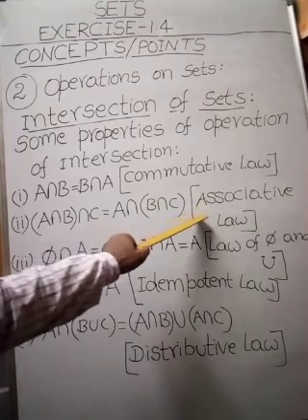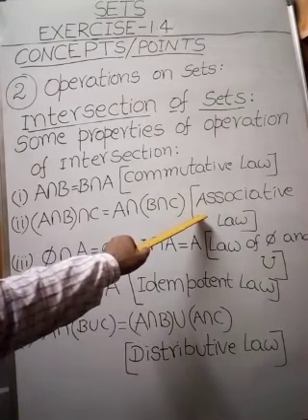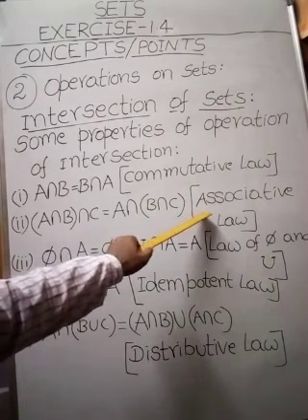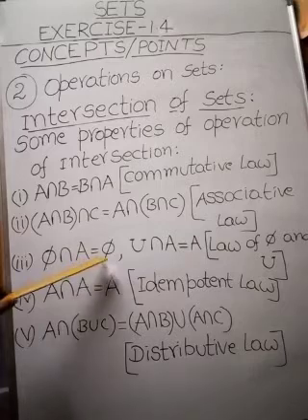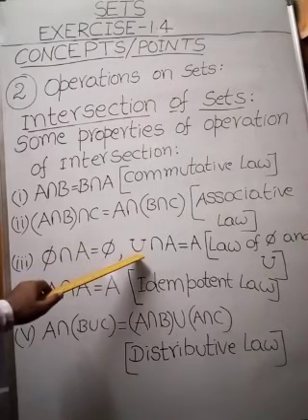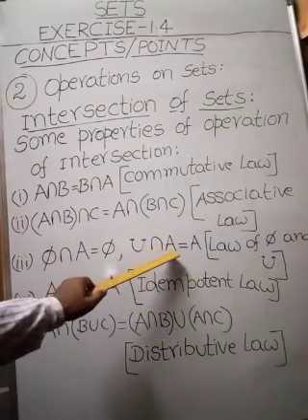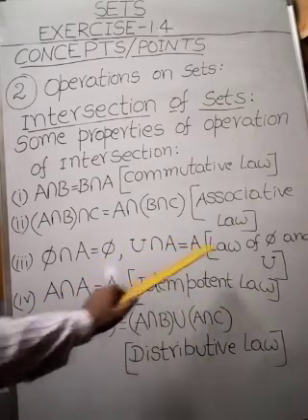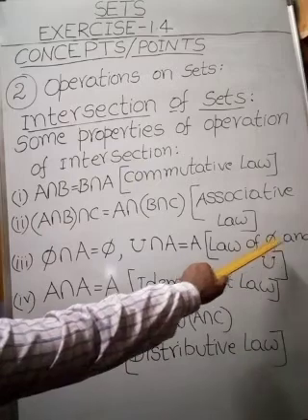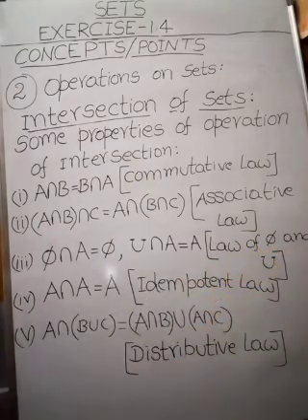This property is called associative property or associative law. Third property, phi intersection A is equal to phi. Universal set intersection A is equal to A. These two properties are called law of phi and universal set.